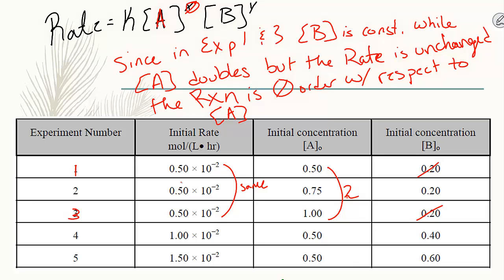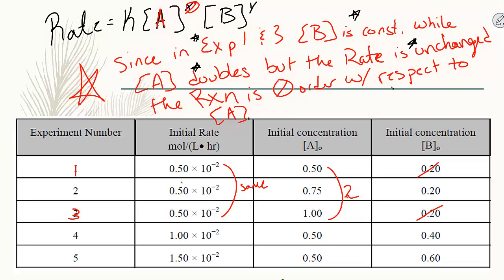If you choose to do table logic on a free response, you must write this verbatim. You must explicitly say what experiments you looked at, what was constant, what changed, and how did the rate change. And then you must say, with respect to the reactant you are looking at. All of that must be handwritten out when expressed. If you simply say the reaction is zero order with respect to A and don't tell me what experiments you looked at, or don't explicitly say B is constant, A doubles, the rate is unchanged, you will earn 0 points. So you must say all that.